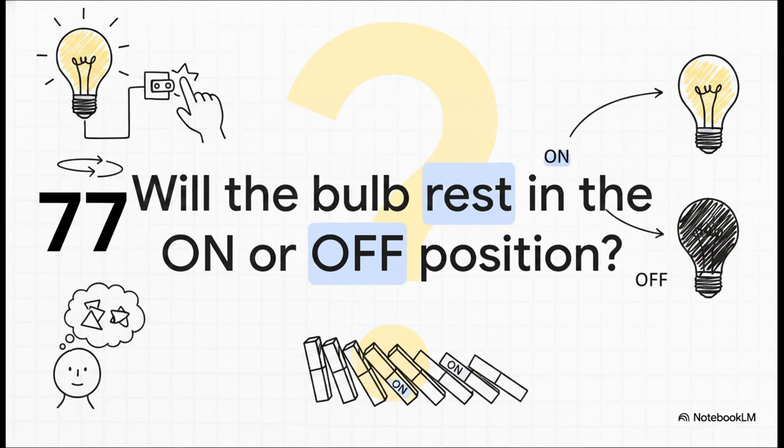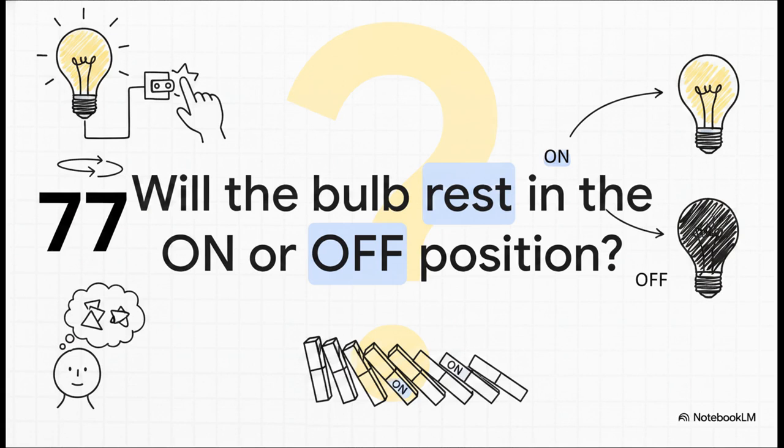Which brings us to the very end of our chapter investigation. But I'm going to leave you with one final provocative puzzle directly from the text to chew on yourself. Imagine a light bulb is currently switched on. A character named Dorji toggles its switch exactly 77 times. Will that bulb finally rest in the on position or the off position?